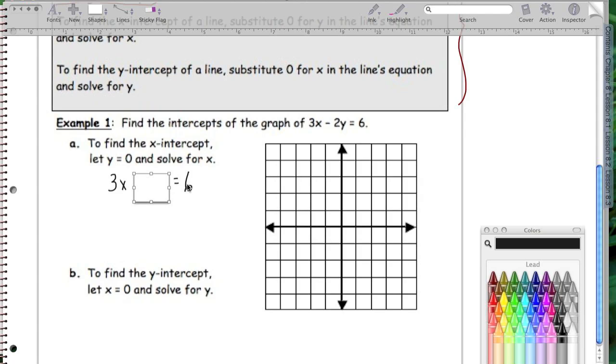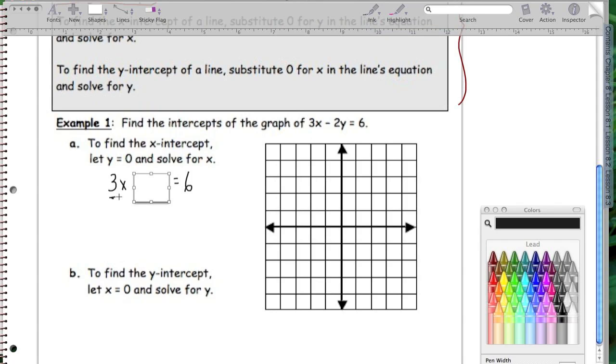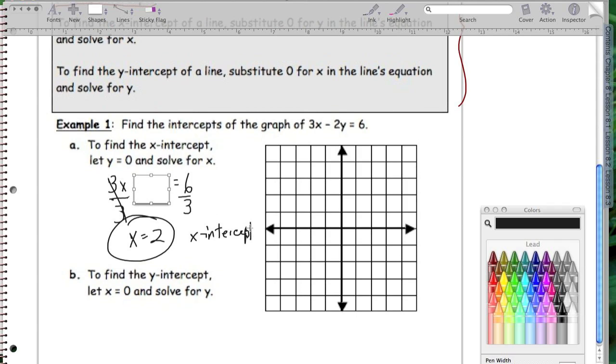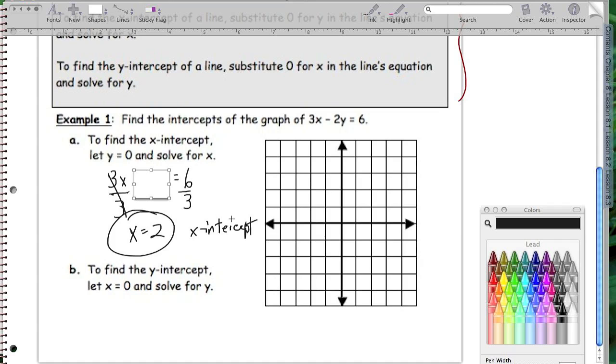3x equals 6. When I do that, I can solve for x: divide both sides by 3. Those cancel, x equals 2. Voila, that's my x-intercept. It was as easy as that. Let's go ahead and try to find our y-intercept.